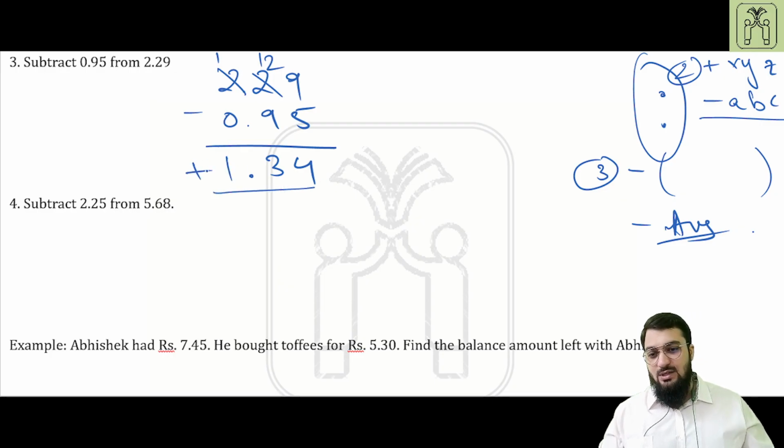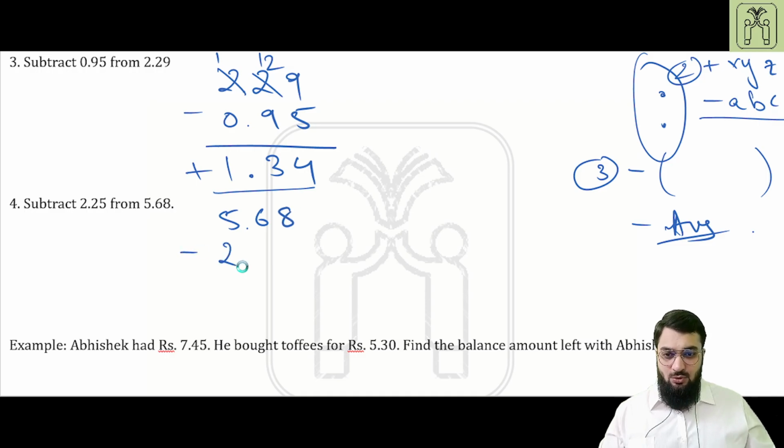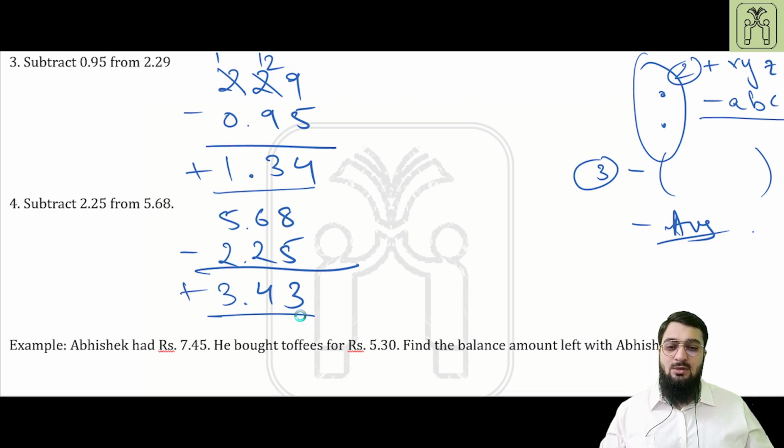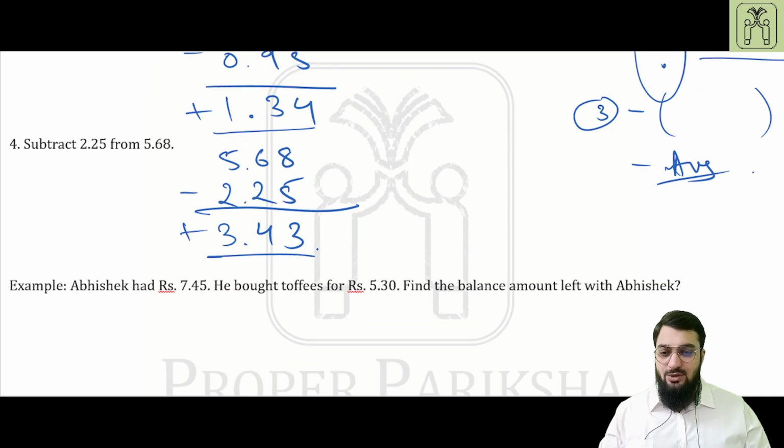Subtract 2.25 from 5.68. So 5.68 will be mentioned, and minus will be mentioned with 2.25 because it is before the word from. After that, we'll just subtract. 8 minus 5 will be 3, 6 minus 2 will be 4, 5 minus 2 will be 3. Plus will be added because the number which is subtracted is a smaller one, so the answer is plus 3.43.